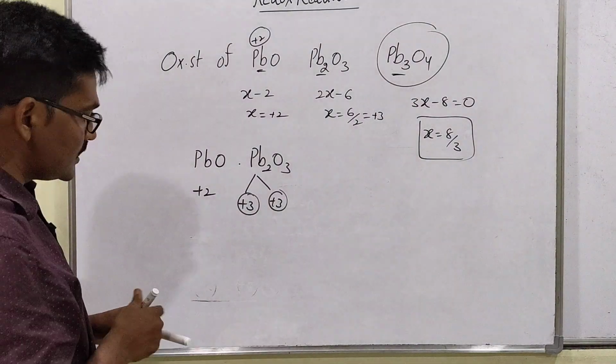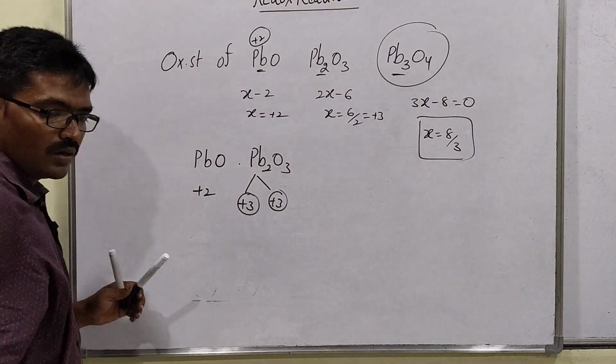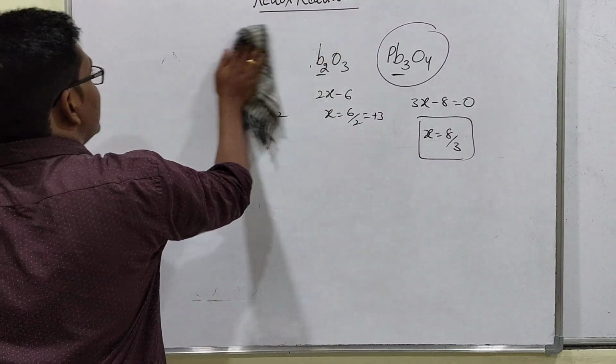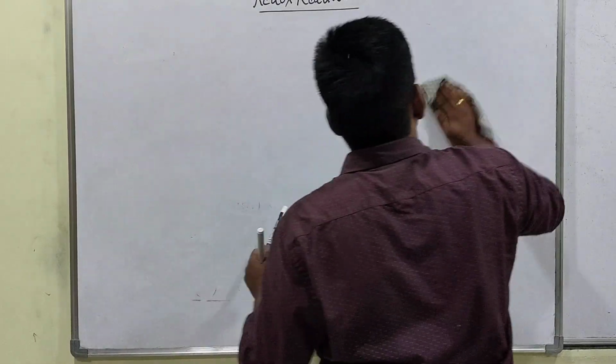Then in case if you take sulfur in Caro's acid, we are seeing Caro's acid, H2SO5.